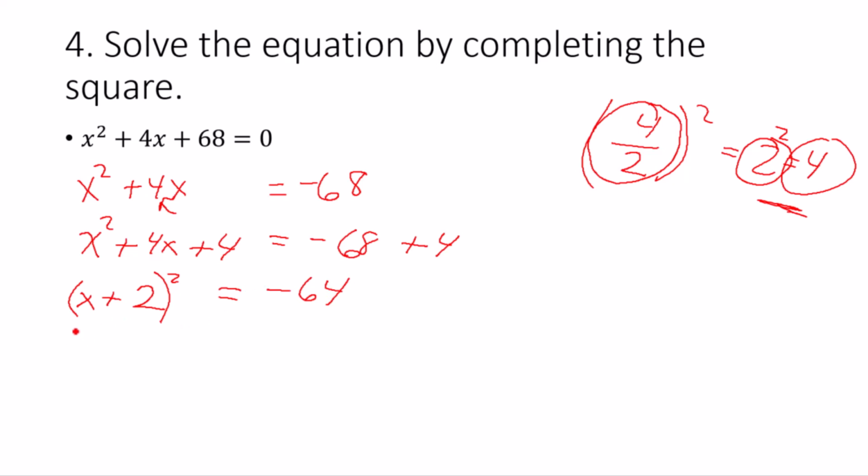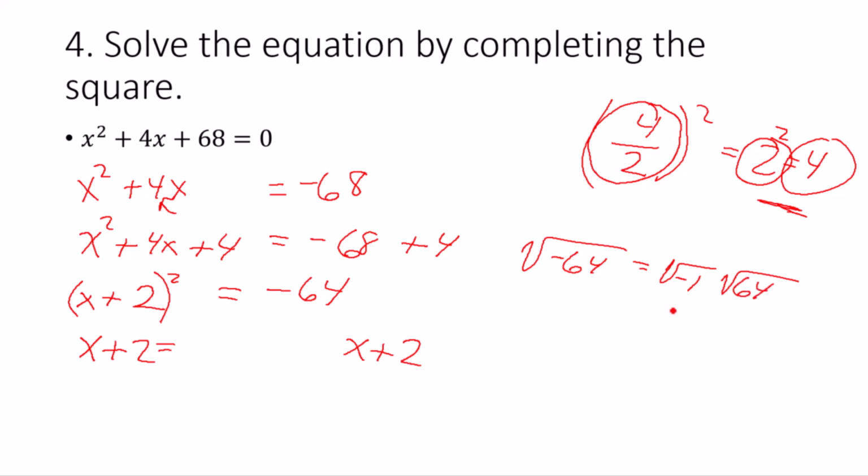Following that, we take the square root of both sides. Now what I'm going to do is what I told you the last time. I'm going to write that x plus 2 twice. That way I don't forget. Over here, x plus 2 equals, and I need to take the square root of negative 64. But remember, the first thing you do is split out the negative 1 and the 64. So that's 8i. So the square root of negative 64 is 8i.